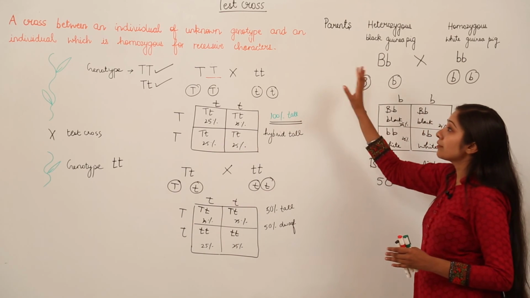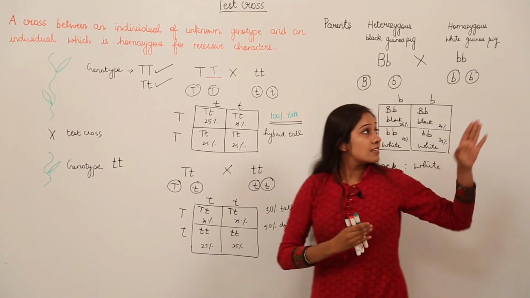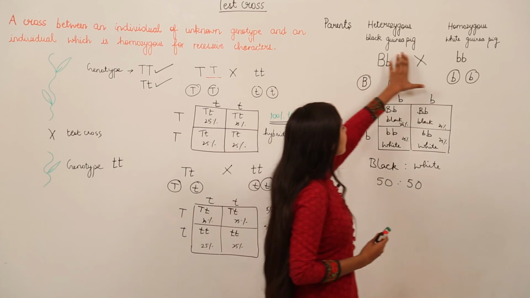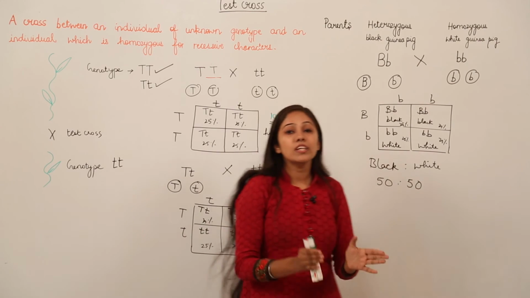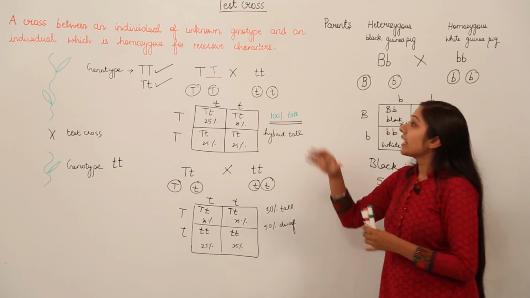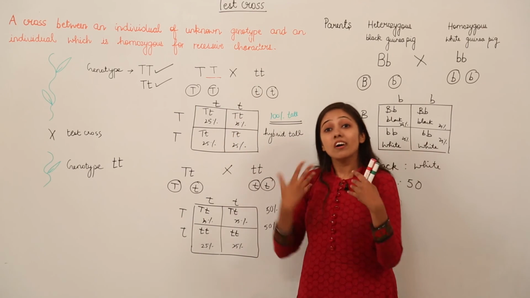This is how you can interpret what a test cross is, and you can also cite an example of this cross. This is going to help you to analyze that a test cross can actually help you to understand the unknown genotype of an organism. Okay.